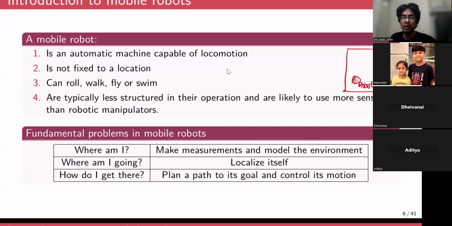The next problem to address is how do I get there? How do I get to the goal position? To get to the goal position, it has to plan a path to its goal and then control its motion. It'll have to plan an ideal path. It could be a straight line, or if there are obstacles around it, it'll have to take a curved path, or adapt around the obstacles.